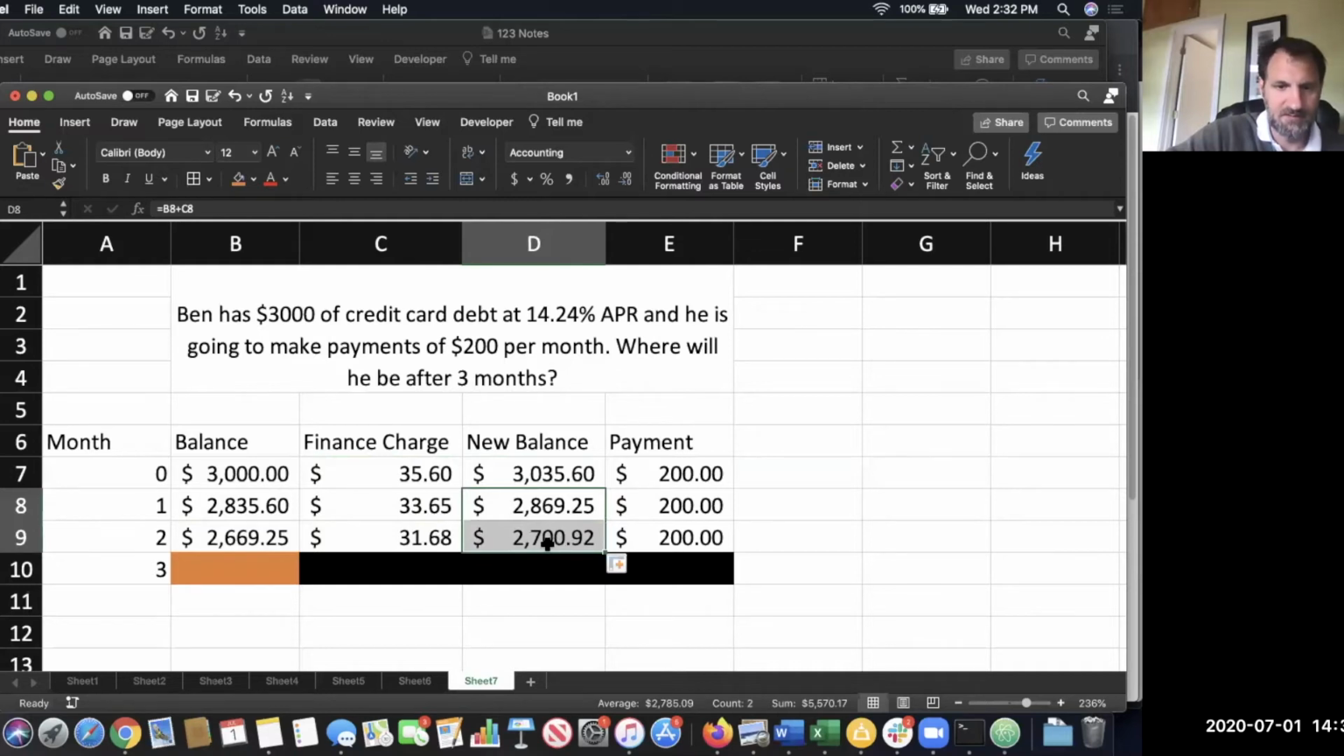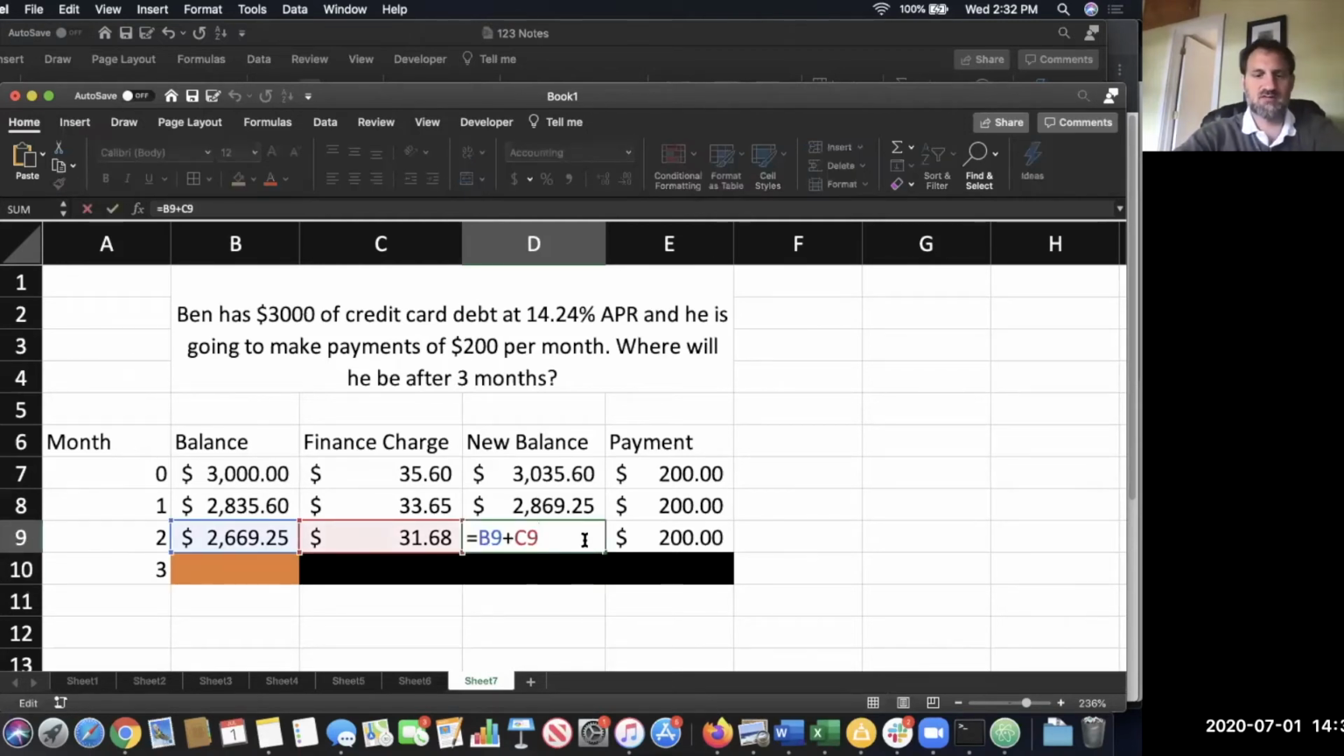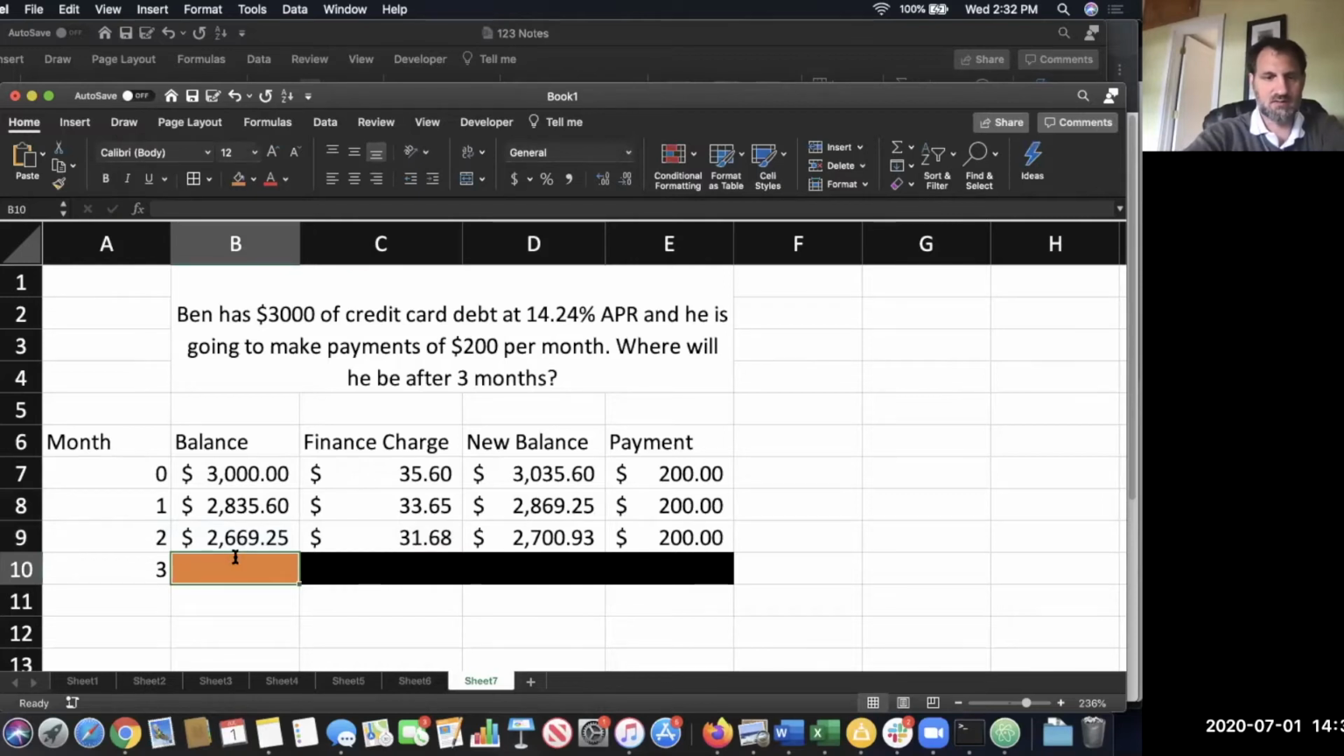Now, this is where Excel can get you in a little bit of trouble with rounding. It's a penny off, because if you look at 25 plus 68, it should be 93 here. So I'm just going to change this to 2,793. And then this is the same. Bring it down. Boom. That's it.